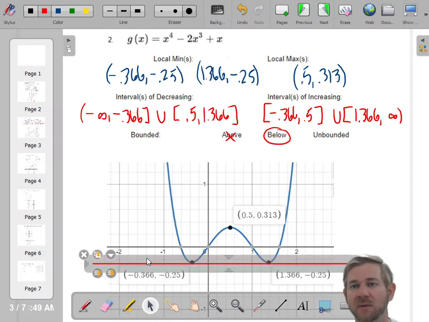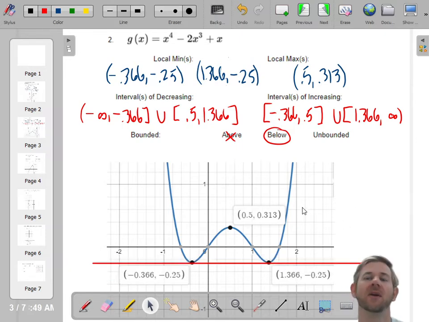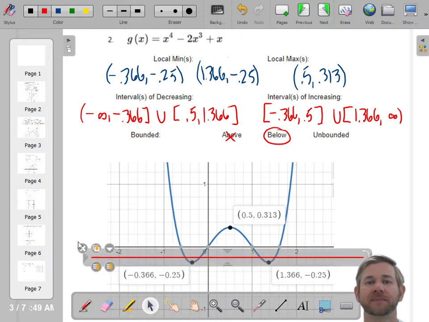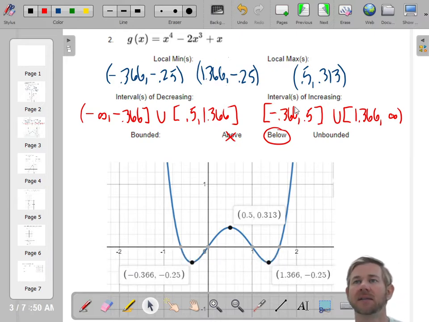The smallest y value is right there. So there is a minimum to this function. That is the smallest y value anywhere, a global minimum, not just a local minimum. And this is bounded below is how we say that. There's a border, there's a boundary at the bottom of it. So it's bounded below. And that's it for that one.